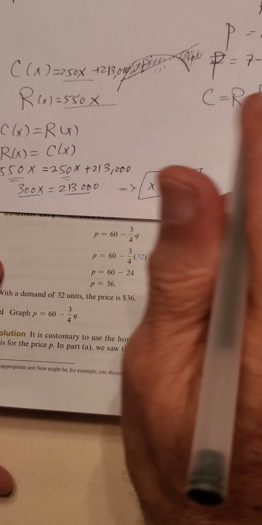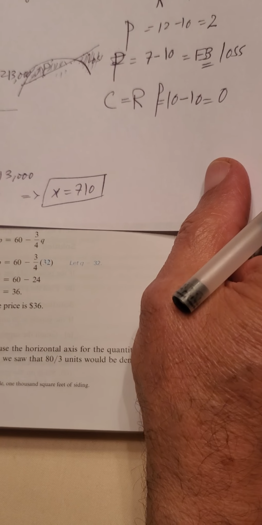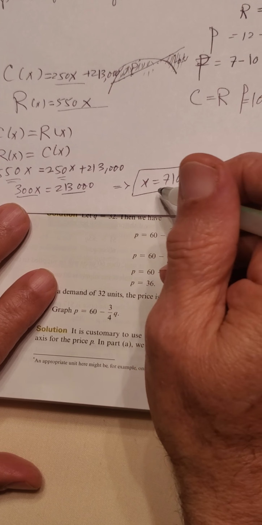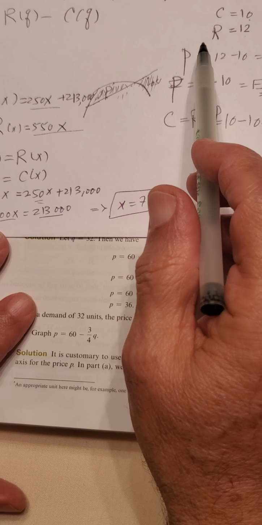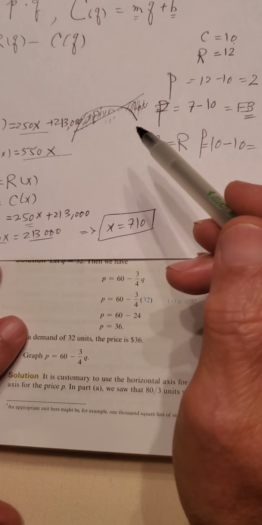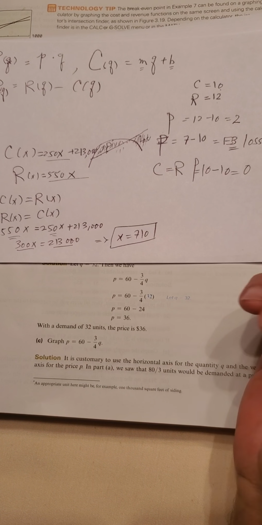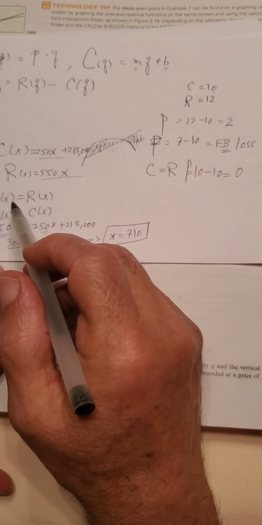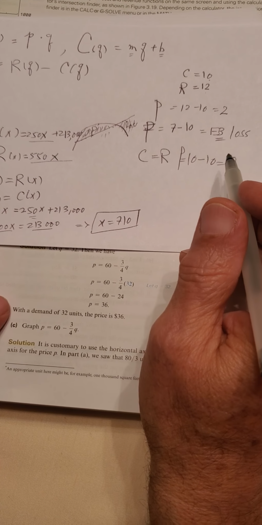So this is x, or q, as I said, the quantity that you will have. If you substitute 710 in R or C, either one of them, it doesn't matter, you will get the same answer for C at 710 or R at 710. Both will give you the same value.